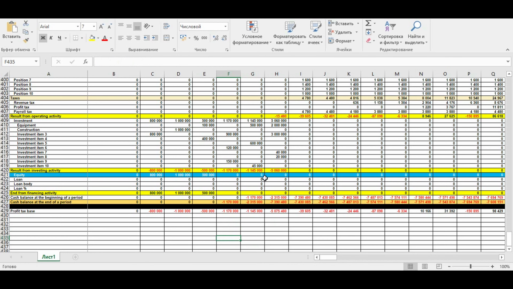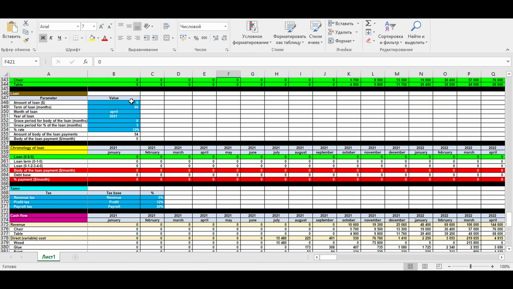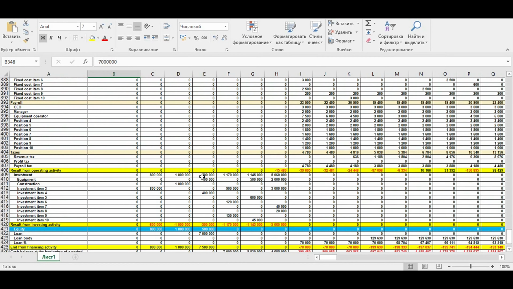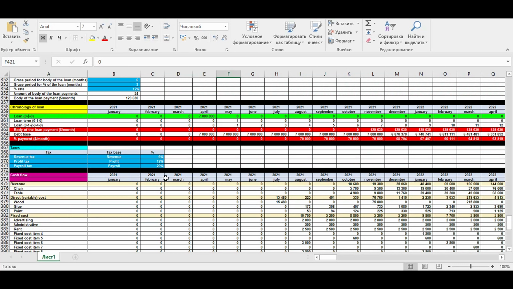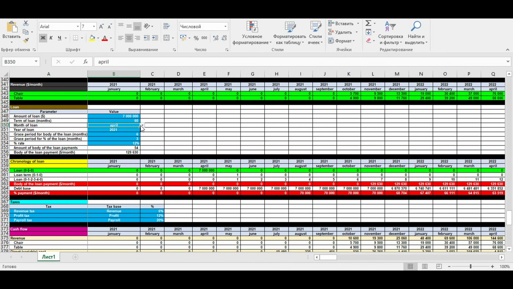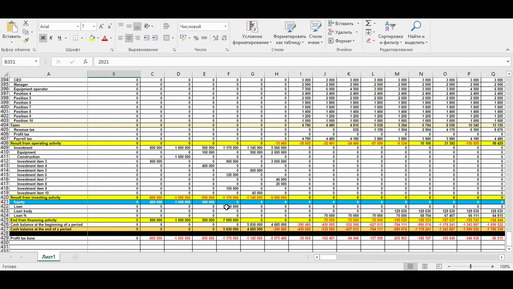Now we can take a loan. For example, we can take 7 millions. We'll put them here in May. So here is the loan. Then here we don't need extra money to finance, and here we see minus.